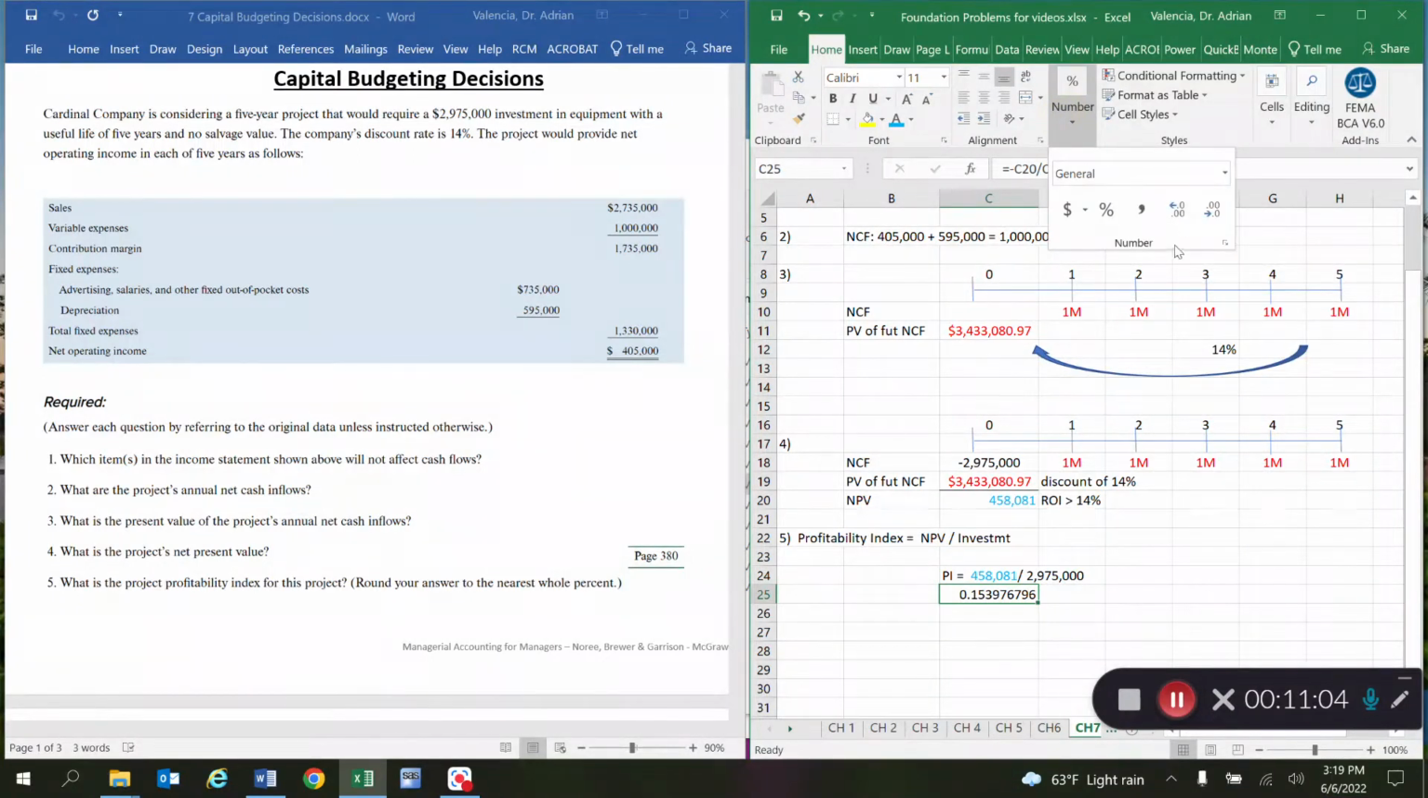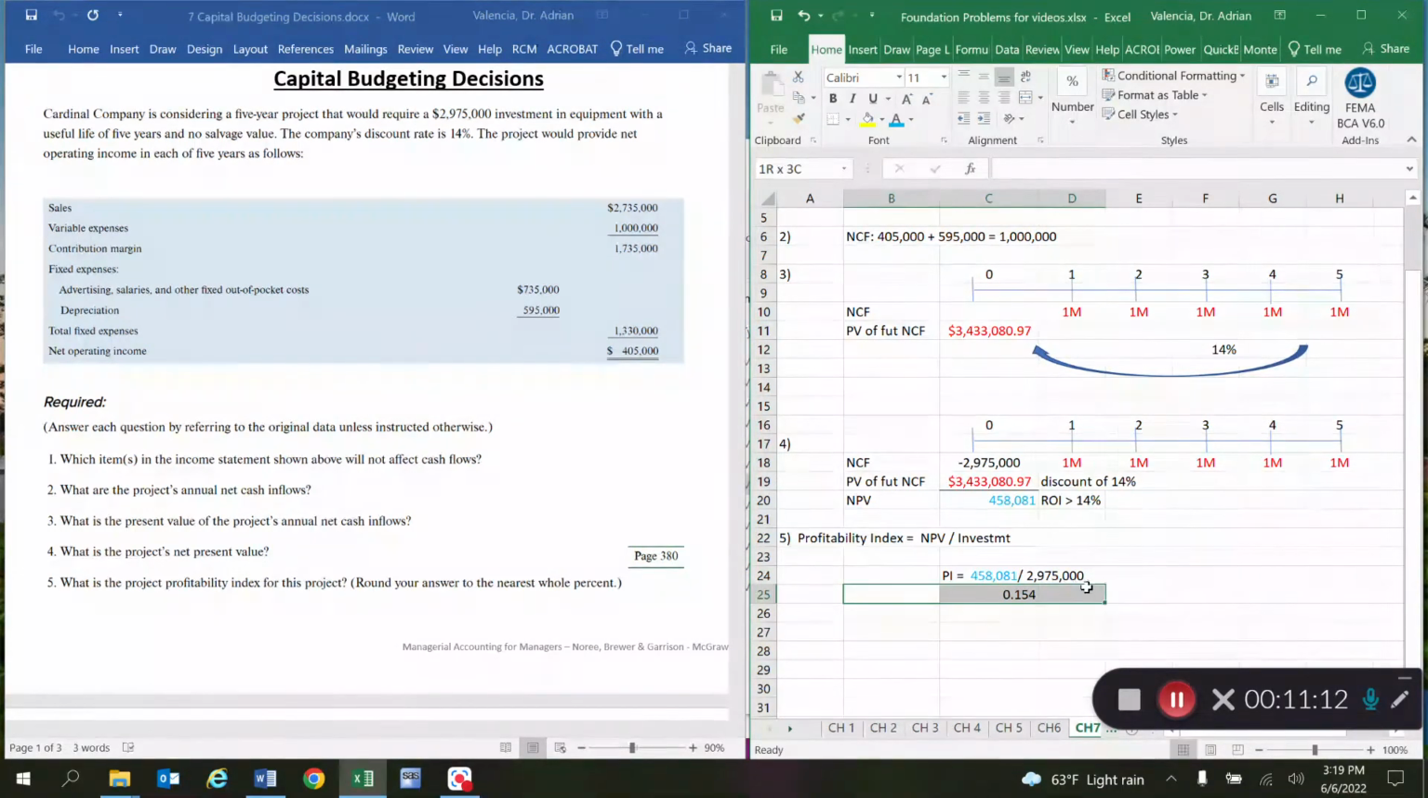Let me just make this a little bit smaller. Okay, and again, this number by itself is somewhat meaningful, but the value of doing these type of analyses, the capital budgeting comparisons, is to look at other potential investments and compare these values, the profitability index, compare your NPV, etc., to other projects as well.